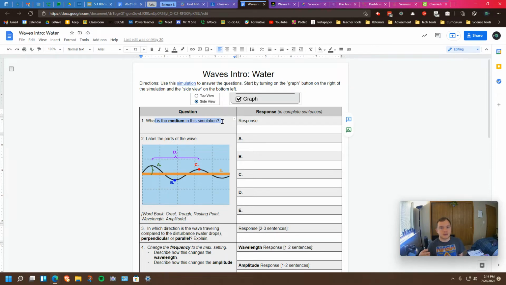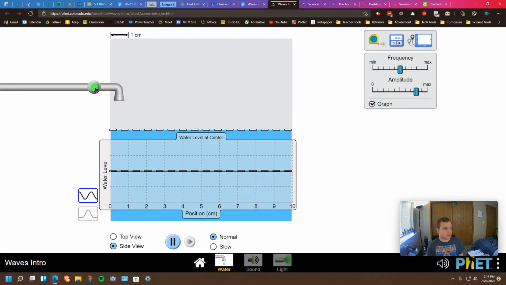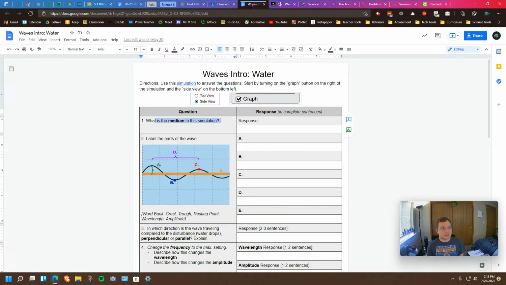The first couple of questions is, so it says, what is the median in this simulation? Remember, the median is whatever the wave is moving through. So if I turn this on without giving you the answer, think about what is the wave moving through, or what is it made of, if that helps you to think of it as well. That's what you could also describe as the medium. I'm going to turn the sound off just in case that is annoying some of you. But think about, that would be what your median is.